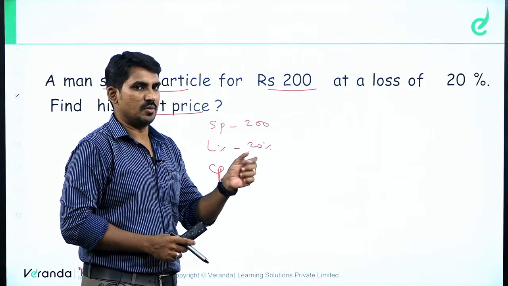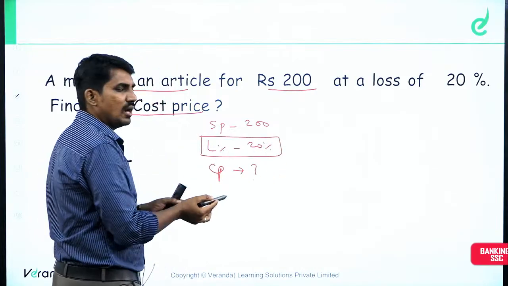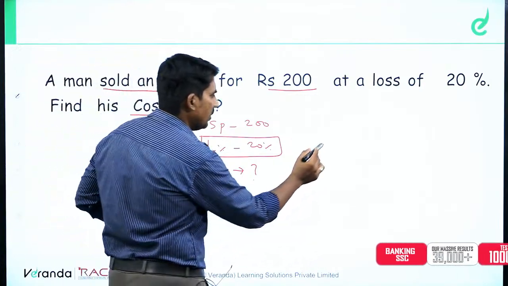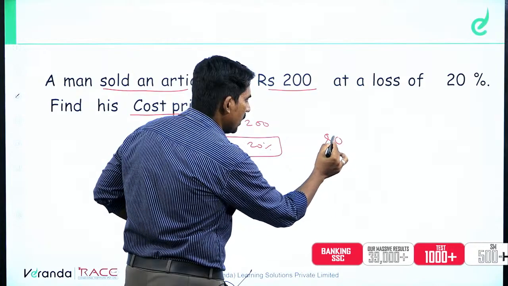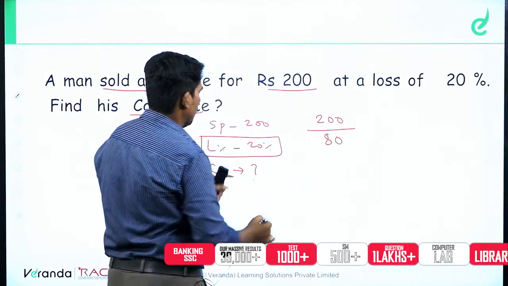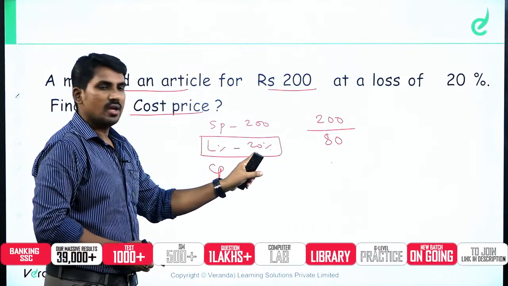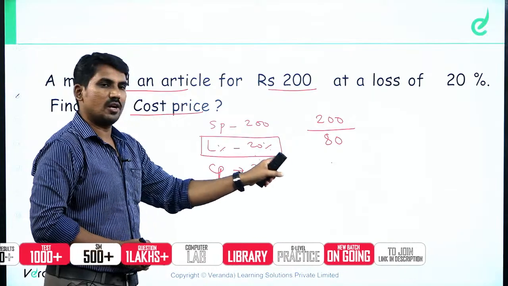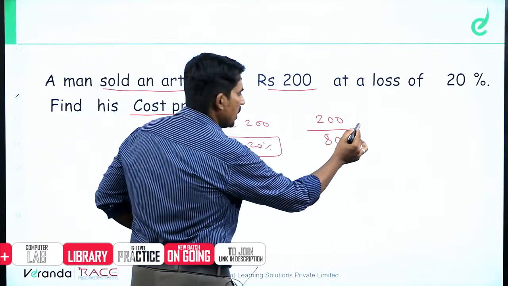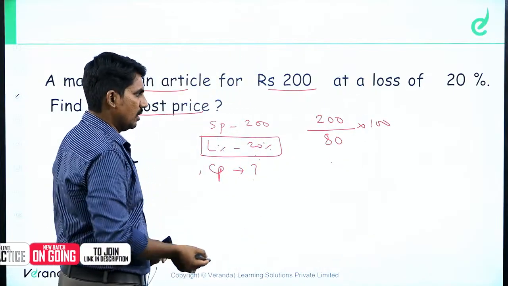100% is always CP. Here loss is given, therefore 100 minus the loss percentage is the selling price. So 100 minus 20, 80 is actually the selling price, 200 rupees. Loss is 20%, 100 minus 20, 80 is the selling price. Cost price is always 100. CP is always 100.